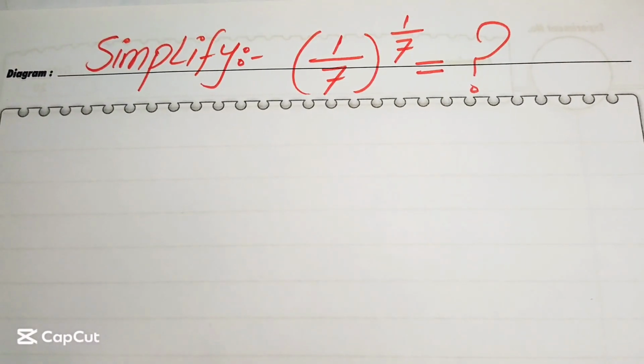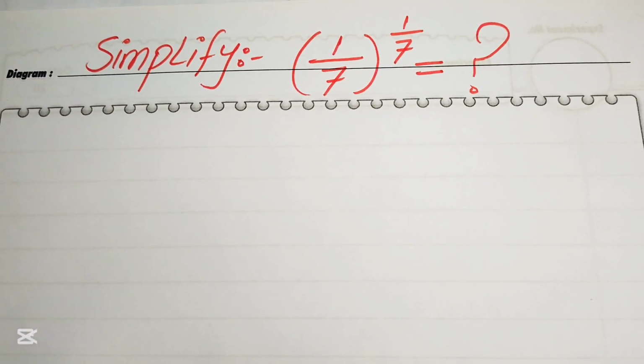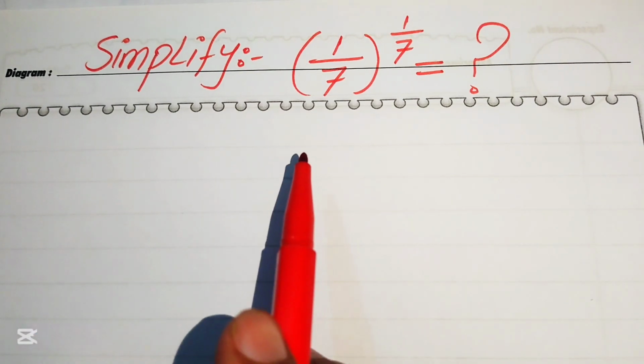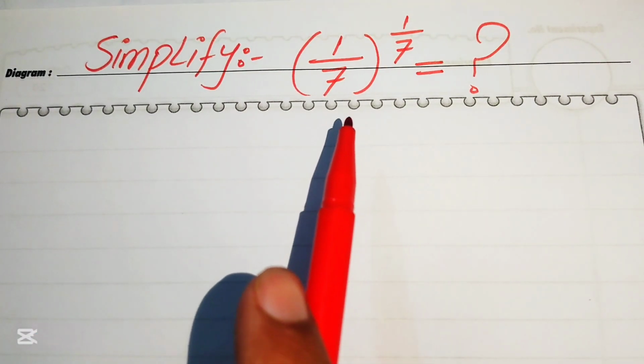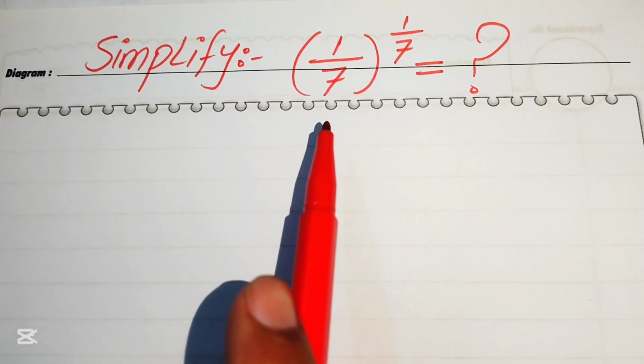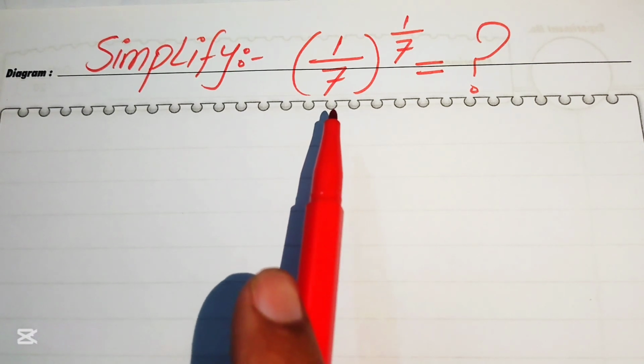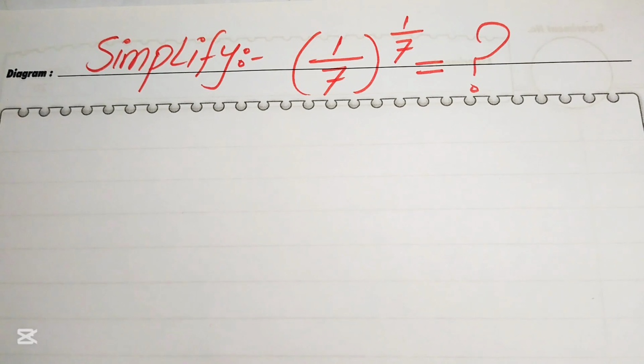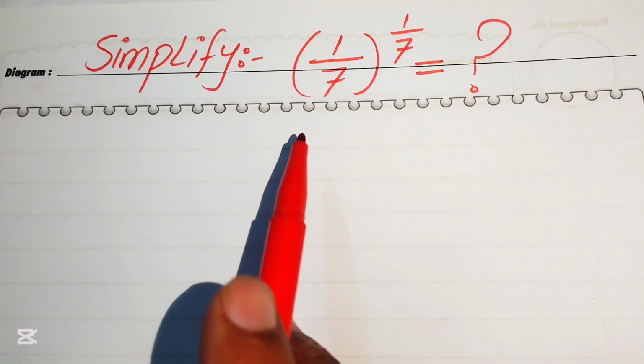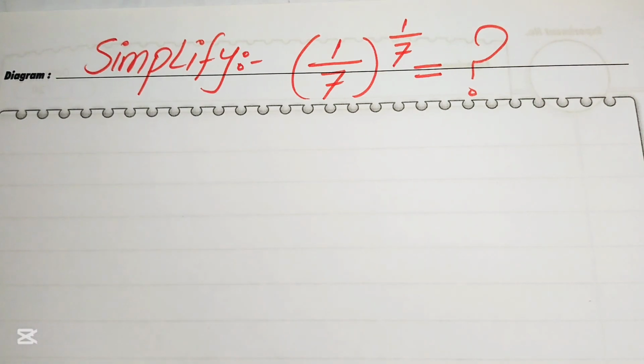Hello everyone, how to simplify this nice algebraic expression if we have 1 over 7 to the power of 1 over 7. So if you focus on this problem, this is written in the exponent form. First we write this into the radical form, and after that I can apply the laws of radicals, and we can simplify our required algebraic expression.